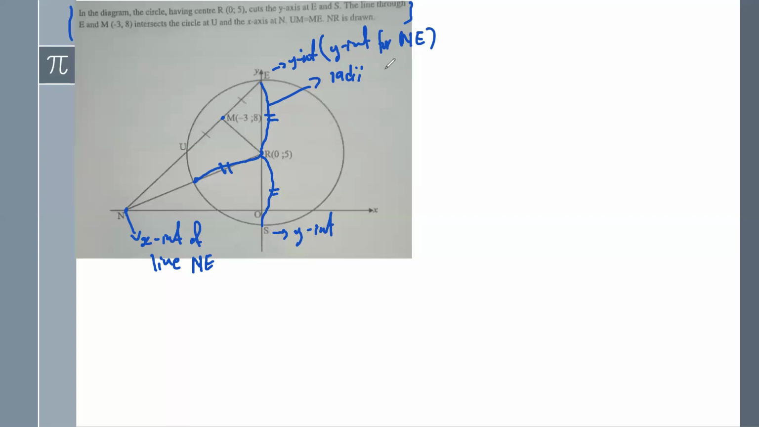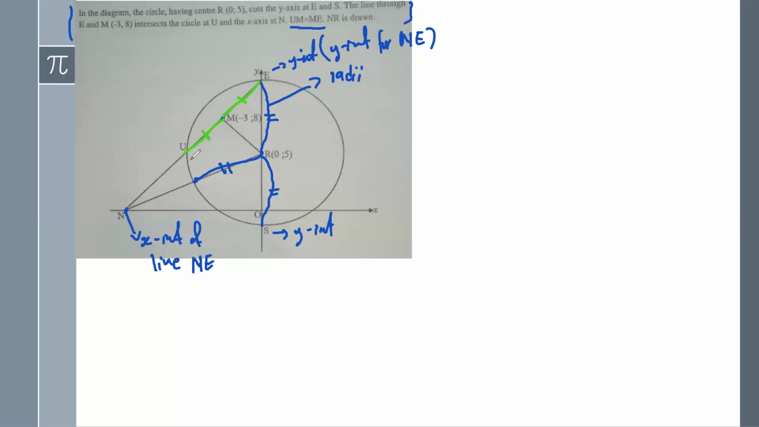And then the next thing that I'm going to do is look at the last bit of information. UM is equal to ME. UM is equal to ME. Let me get a different color for that. In other words, this part here is equal to that part. So that thing is exactly the same as that, and obviously NR is drawn. We will see why later.